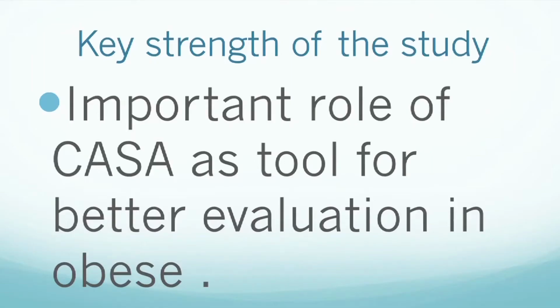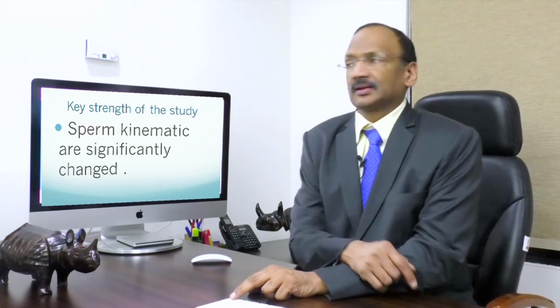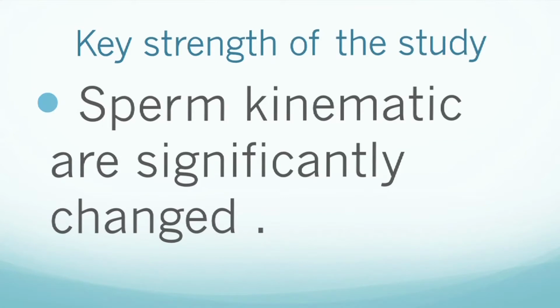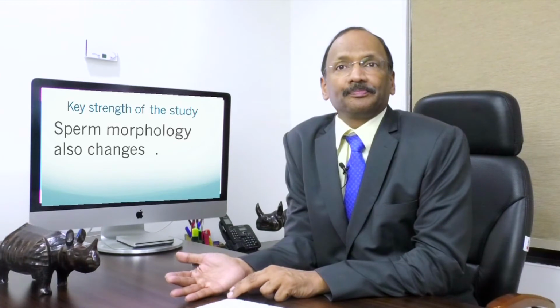What is the carry home message from this information? The carry home message is there is an important tool called CASA which will help us to evaluate semen analysis in a better way. Second thing is, sperm kinetics are significantly affected in male factor infertility, in terms of which the velocity of the sperm is altered. In turn, it takes longer time to go.